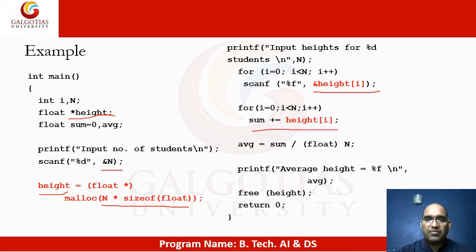So how can the average be found? Average is equal to sum upon (float) n, right? This type casting was needed here, so that's why it is done. The value will be stored in average, and at the end we can print this value: printf average height is equal to %f, whatever the value of average comes out. And then at the end we are going to free height, because this memory was created by us. It is the duty of the programmer to free that particular memory. Otherwise, it will keep consuming memory unnecessarily. And at the end, return 0 because we have used int main.